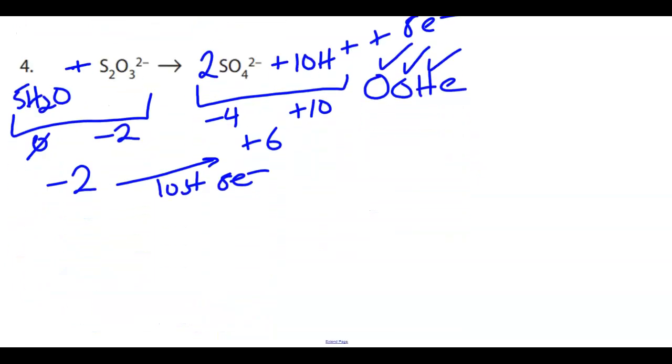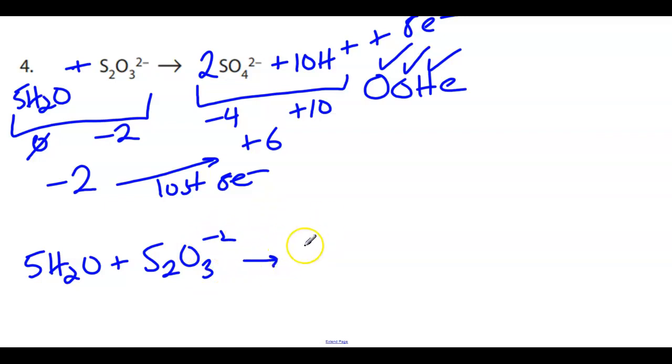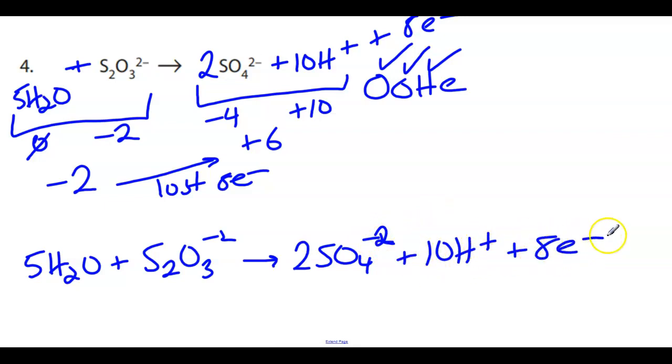So I'm just going to clean this up. So the final balanced reaction would be this. Arrow 2SO4 2-, plus 10 hydrogens plus 8 electrons.